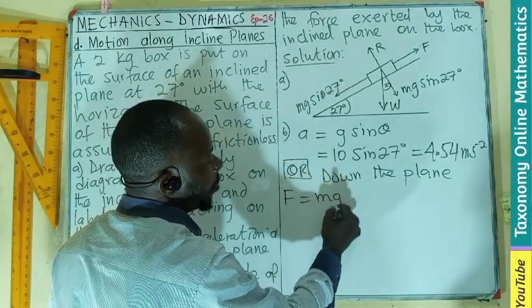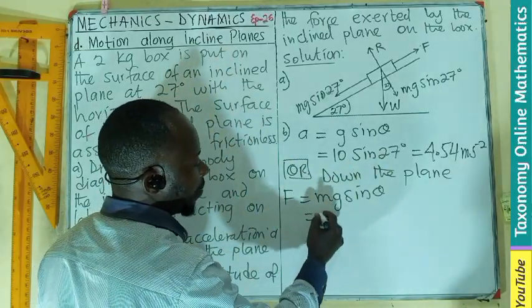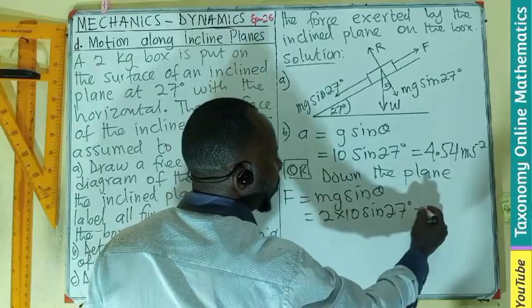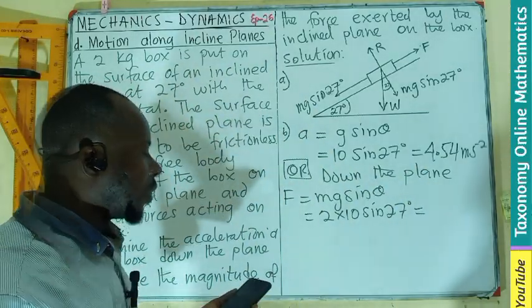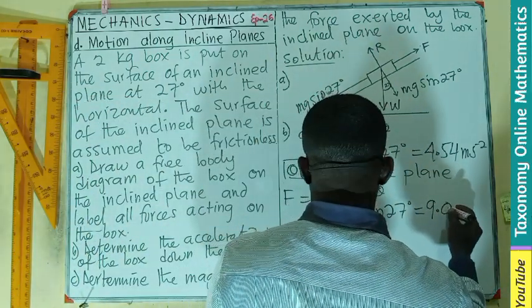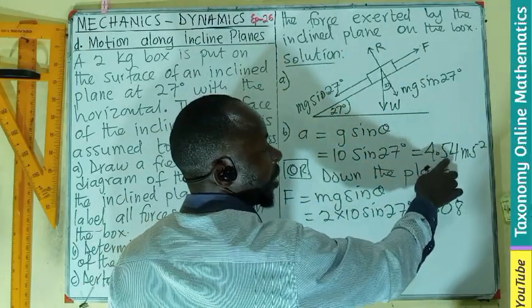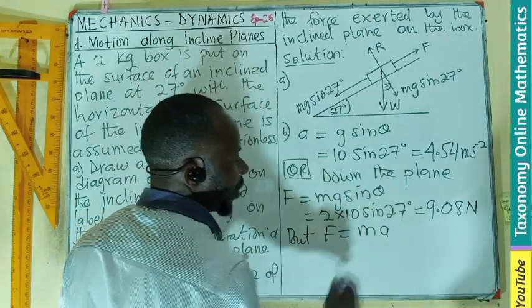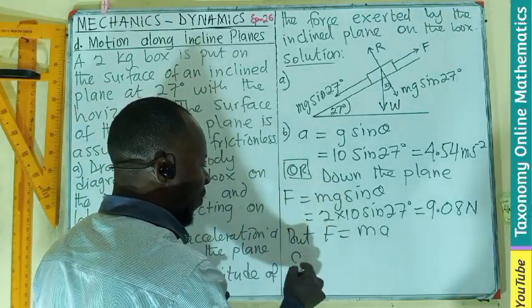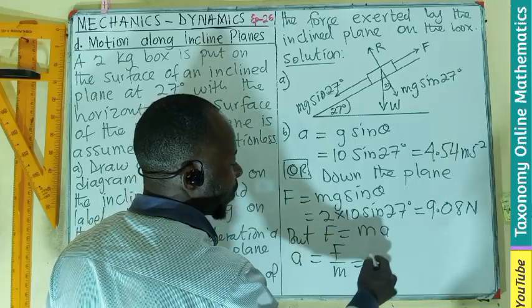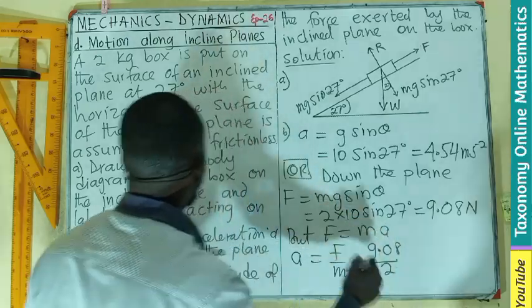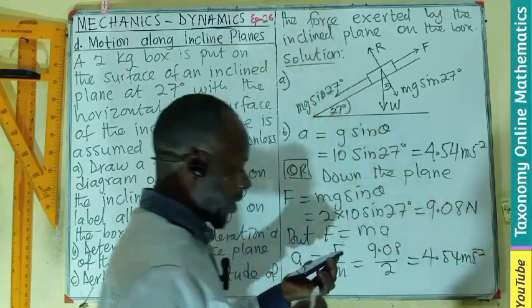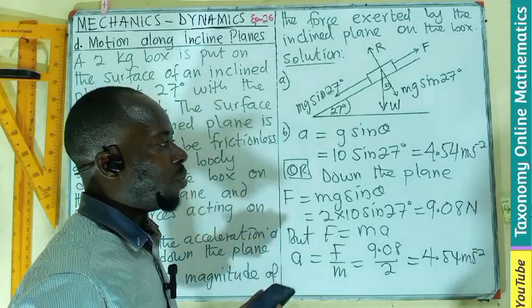So F equals mg sine theta, where m is 2 kg, multiplied by 10, times the sine of the angle 27 degrees. That will give you 9.08 N to 2 decimal places, which is 2 times the earlier value. But if I'm looking for force, it is mass times acceleration, and it is the acceleration we are looking for. Therefore, acceleration equals the force on the body divided by the mass, which is 9.08 divided by 2. You come back to 4.54 meters per second squared. Let's check that; yes, that is the same value you get.